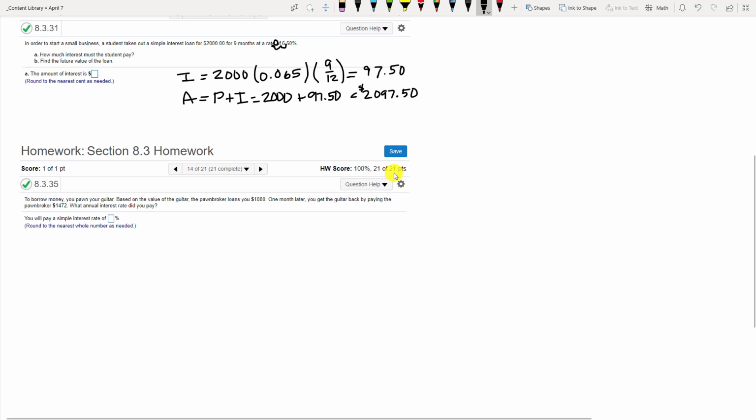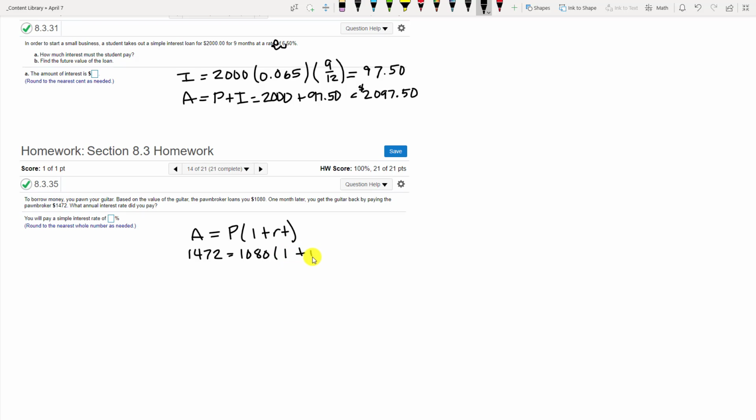So to borrow money, you pawn your guitar, and the pawnbroker pays you $1,080 for this guitar. All right, so let's see, 1 month later you get the guitar back by paying the pawnbroker $1,472. What annual interest rate did you pay? So our formula we're going to use is that one I just underlined above. And so our future amount of this guitar after we pawn it is $1,472, and we'll use the present value, or the initial value, is $1,080. And we're going to solve for the rate, so we don't know R. We're going to leave R alone.